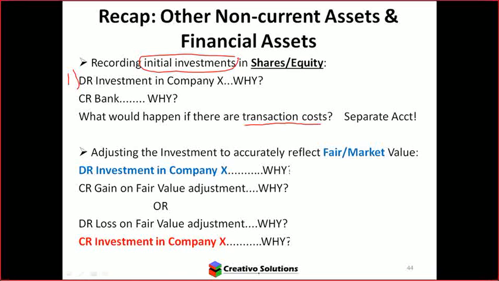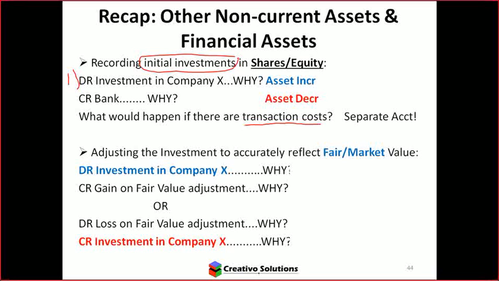Yes, it does. Okay, so if I'm investing in that particular asset, the asset is going to go up or down? Up. Correct, it's going to increase. So that's why I debit the investment in company X. Okay. And what am I going to use to invest? I need to take cash from somewhere to invest, right? An expense. No, it won't be an expense, it'll be bank. Okay, because I'm taking cash and I'm investing it into equity.